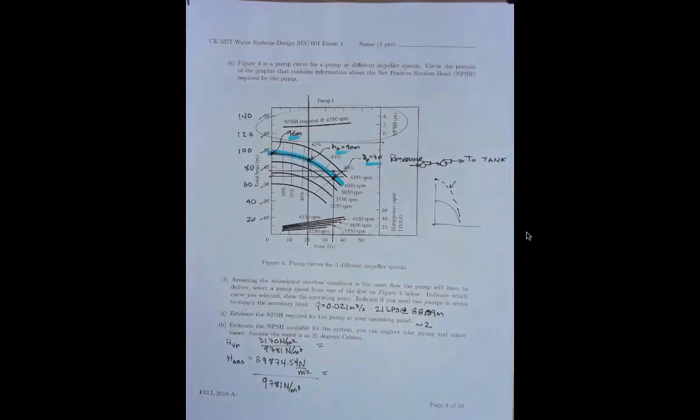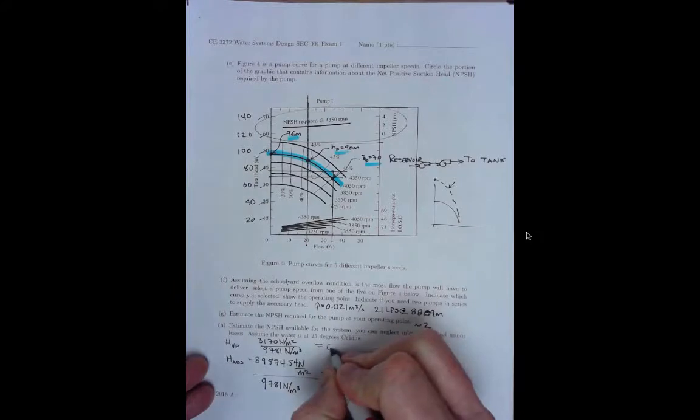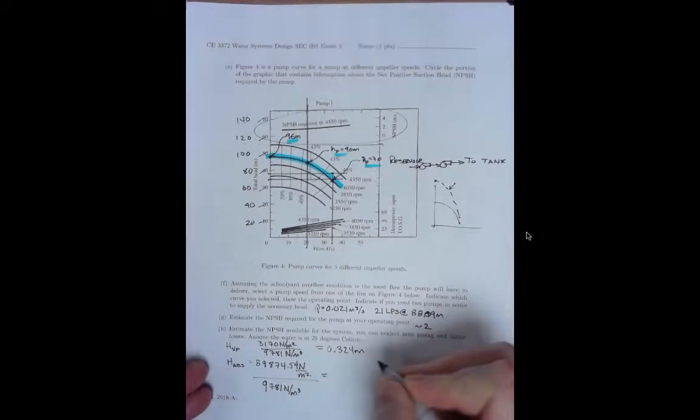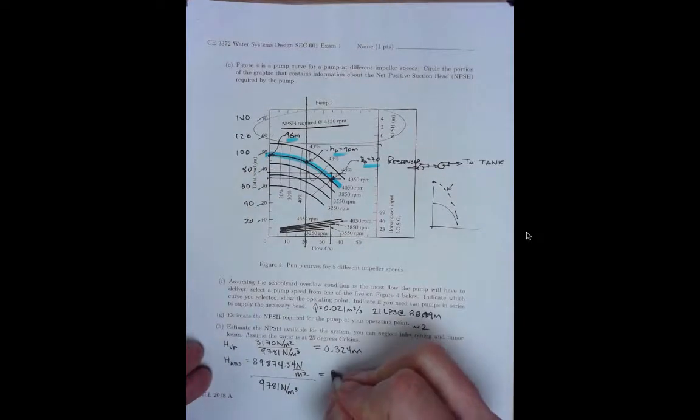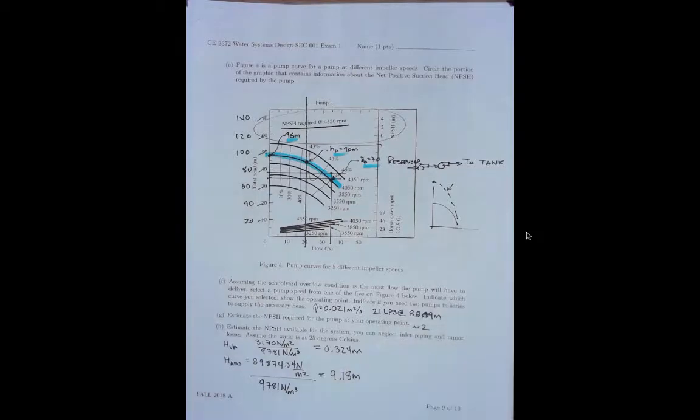Perform the indicated arithmetic. 3,170 divided by 9,781, 0.324 meters of vapor pressure, 89874.5 divided by 9,781, 9.18 meters of absolute head.